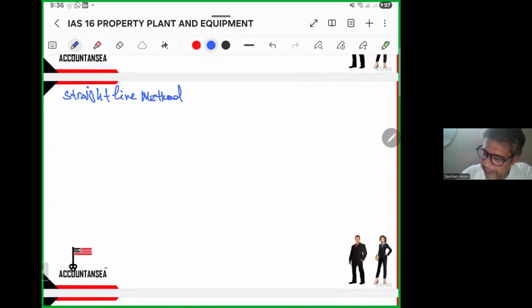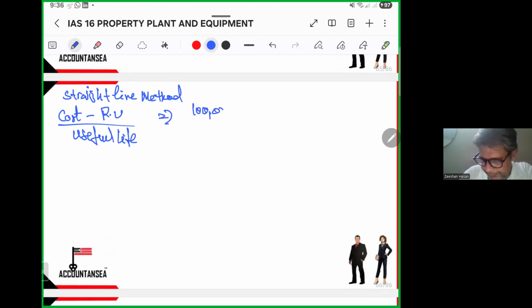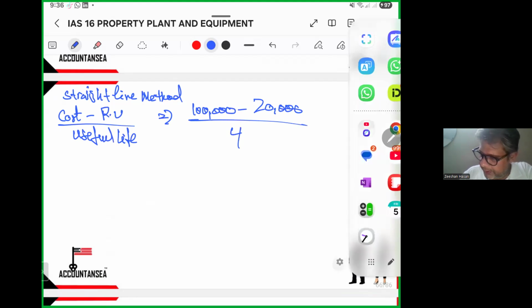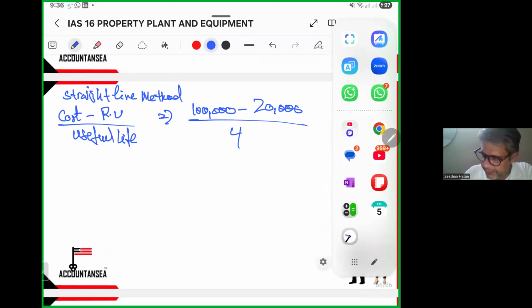So for the straight line method, it is cost less residual value divided by useful life. For example, the cost of the asset is 100,000, minus residual value of 20,000. The life is 4 years. So how much will it be?